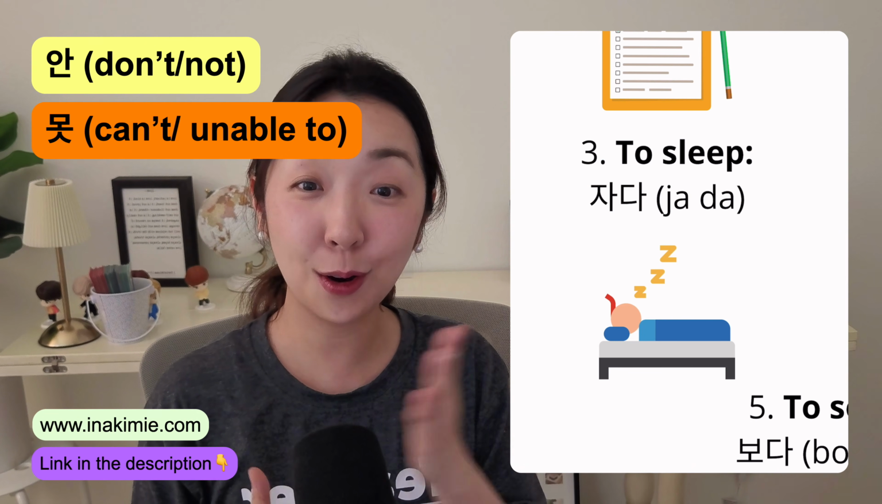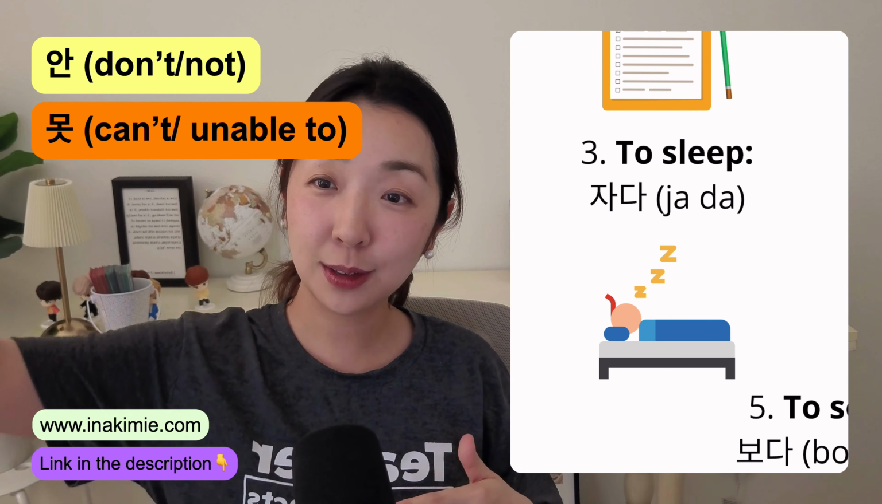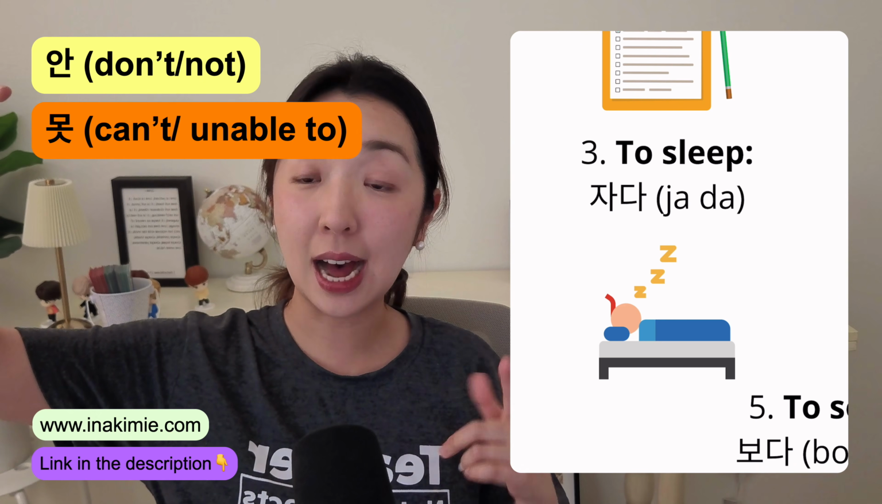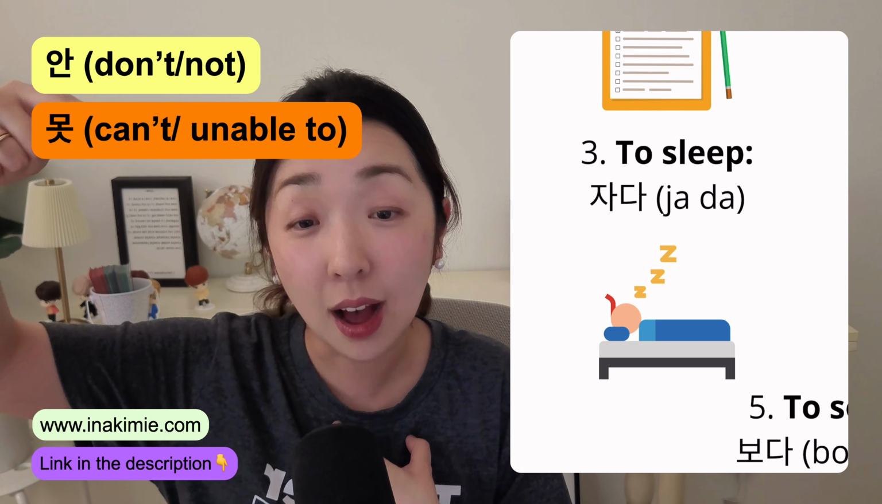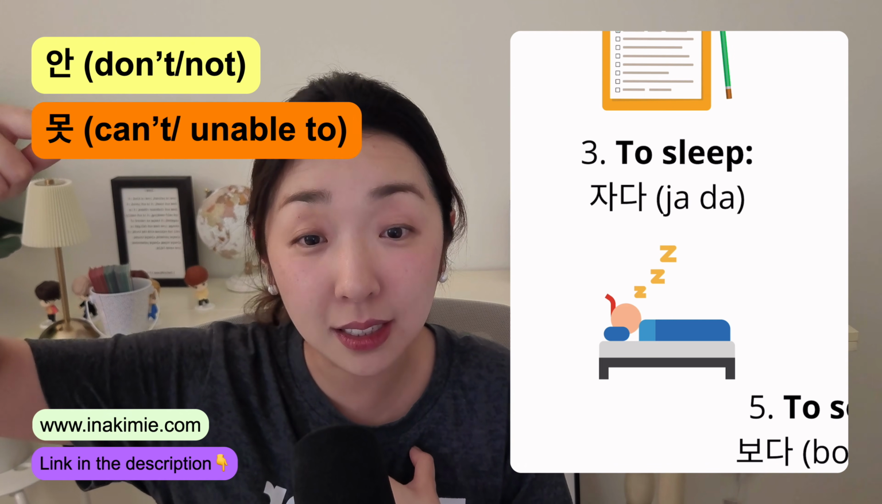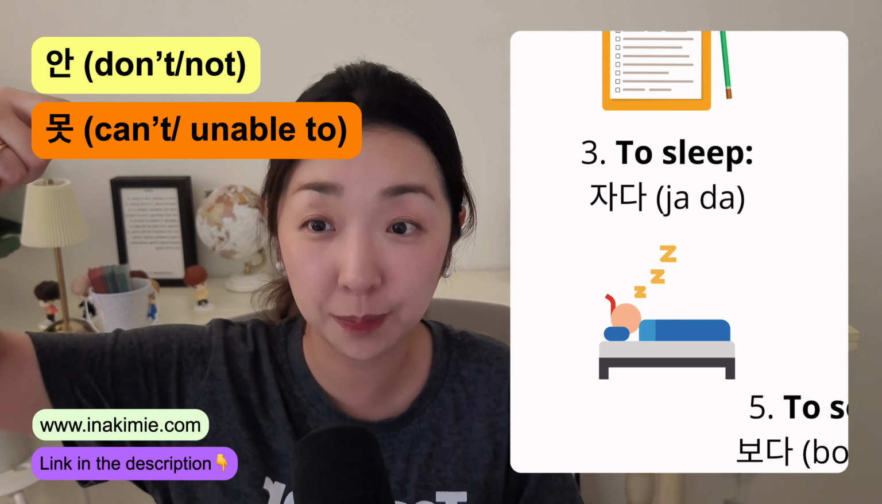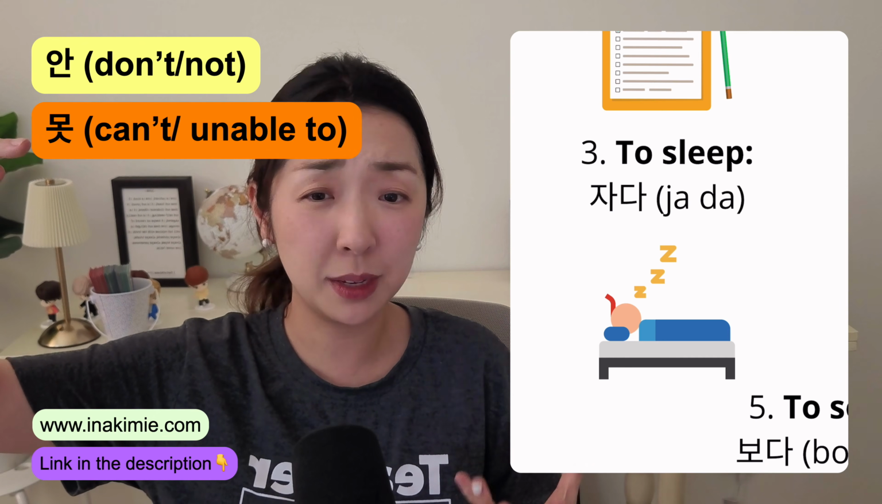So 잤어요 is the past tense. If I use the first one right here, 안 잤어요, by my choice, I didn't sleep. I didn't want to sleep because I have so much energy. But 못 잤어요, maybe you have insomnia.